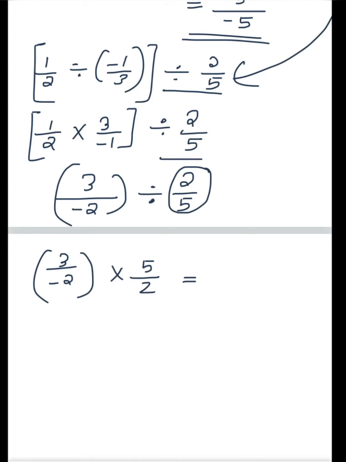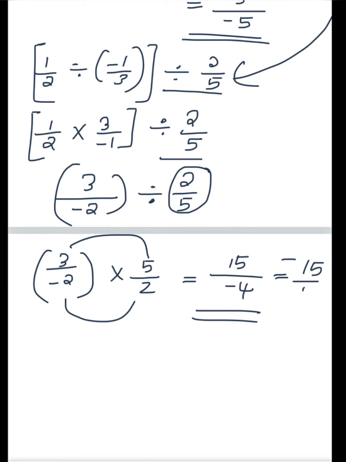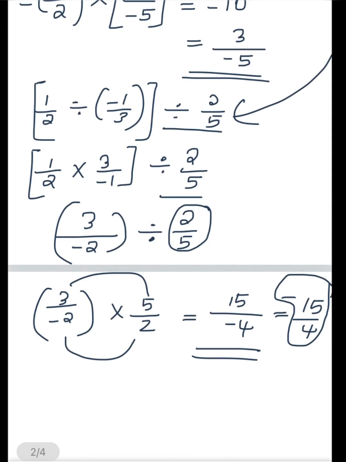Now let's do the multiplication, that is 3 into 5 is 15 divided by what is minus 2 into 2, it's minus 4. So minus 15 by 4 or 15 by minus 4, or you can write it as minus 15 by 4, both are correct. So in the second case you got minus 15 by 4, but in the first case the answer was 3 by minus 5.